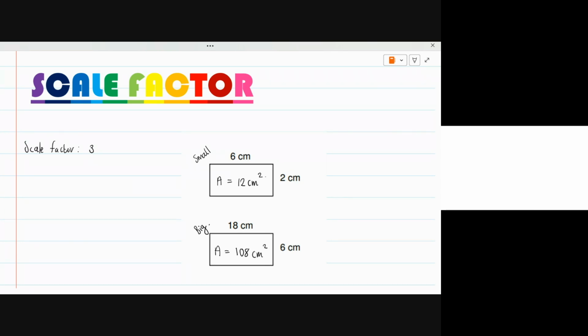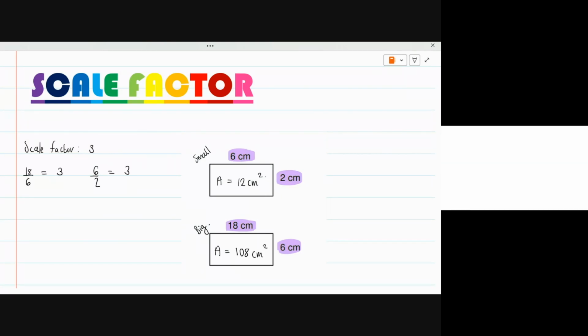Now, if I took 18 and I divided it by 6, that would give us our scale factor of 3. And if I took 6 and I divided it by 2, 6 divided by 2 would also give me 3.